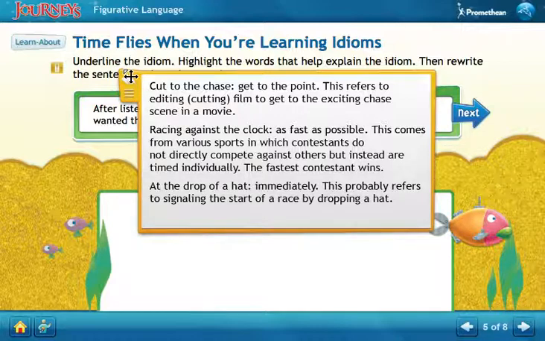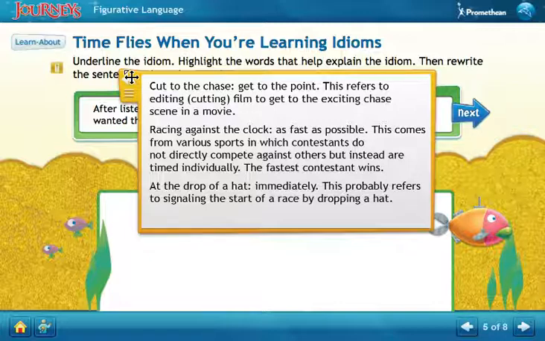Cut to the chase means get to the point. This refers to editing or cutting a film to get to the exciting chase scene in a movie. Okay, so that's where the idiom originally came from, but we use it in other ways. If somebody's telling a really long story, you might say, hey, just cut to the chase. It means get to the point.